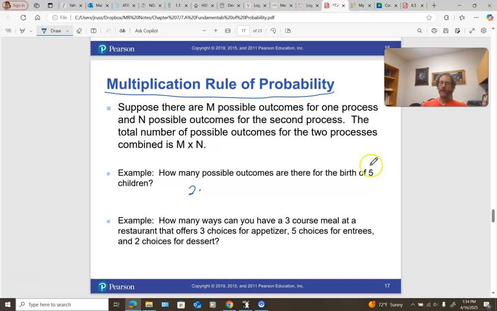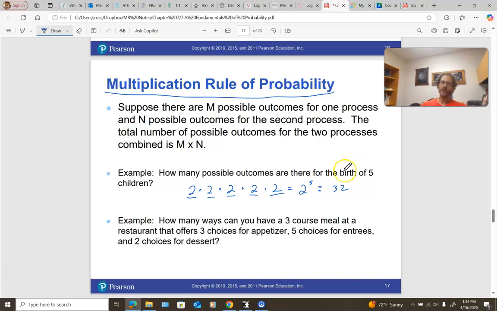Times, well, how many outcomes are there for the birth of that second child? Well, there's also 2, because it can be either a boy or a girl. And the number of possibilities for the birth of that 3rd child is still 2. And so hopefully you see the pattern here. You end up multiplying 2 by itself 5 times, and that is the same as 2 to the 5th power, by the way, which is equal to 32. So if you're planning to have 5 children, there's 32 different outcomes.